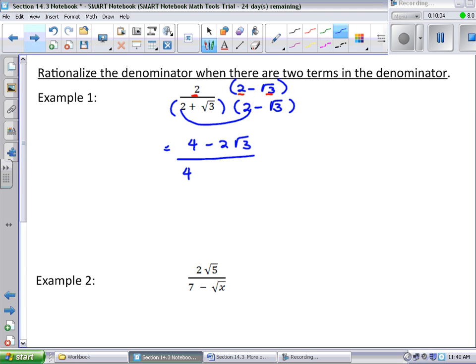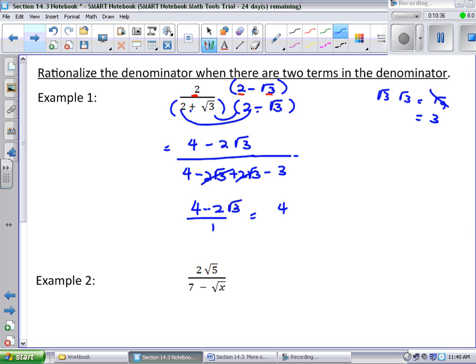If you want to skip that step, on the outside I will have negative 2 square roots of 3. On the inside I will have positive 2 square roots of 3, and those will drop out, and I can omit that step if I want to. And then for the last, I will have a positive times a negative, which is a negative, and the square root of 3 times the square root of 3 would equal the square root of 9. I can omit that step and just put 3. So now I have 4 minus 2 square roots of 3 over 1, or I could just rewrite that as 4 minus 2 square roots of 3.